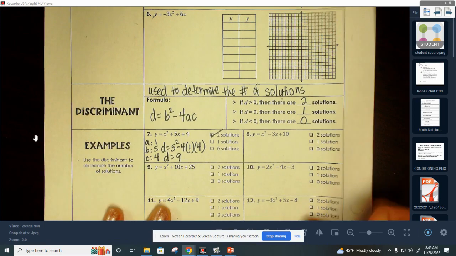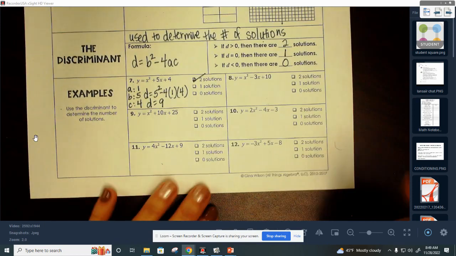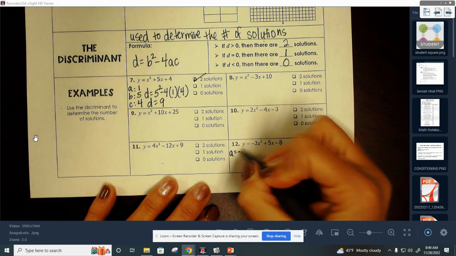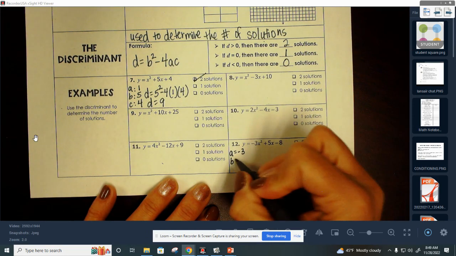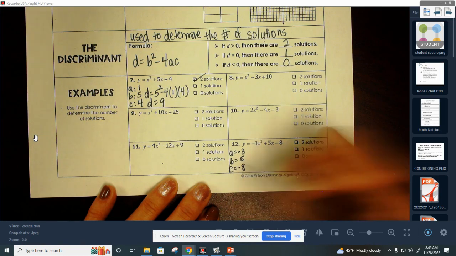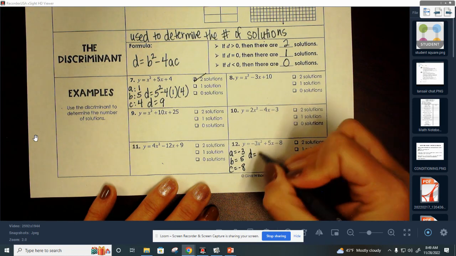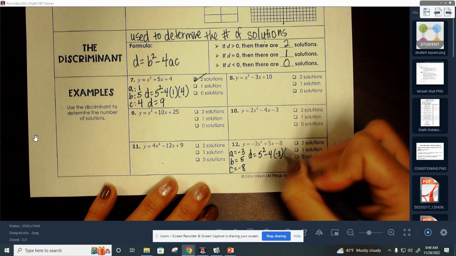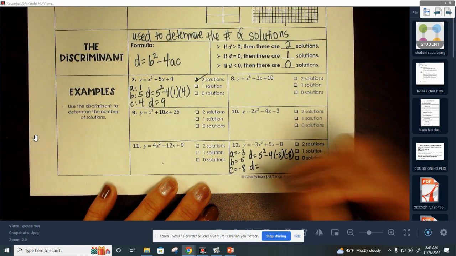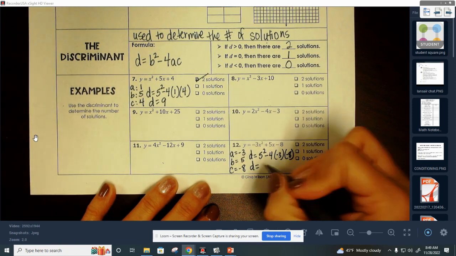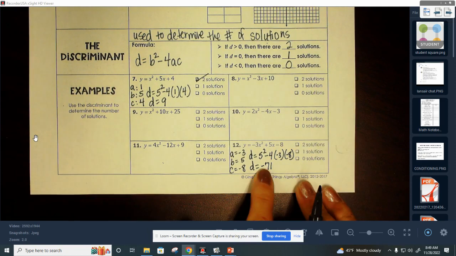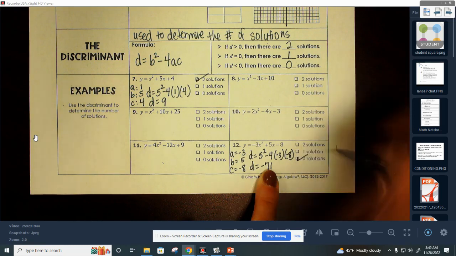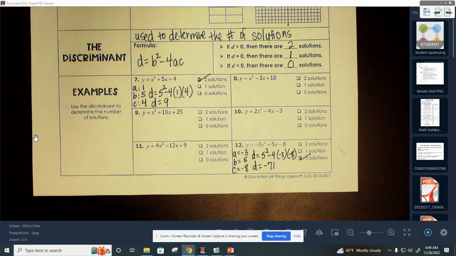And let's look at number 12. Y equals negative 3x squared plus 5x minus 8. A is negative 3. B is 5. C is negative 8. D equals 5 squared minus 4 times negative 3 times negative 8. So once I solve that, I get negative 71. Well, negative 71 is less than 0 because it's a negative number. So that means there's going to be 0 solutions. And that is how you find the discriminant.